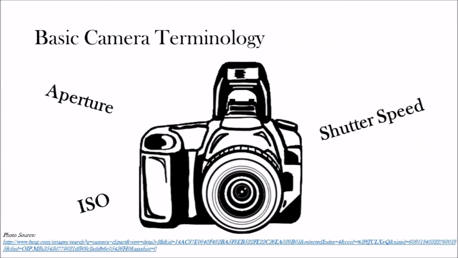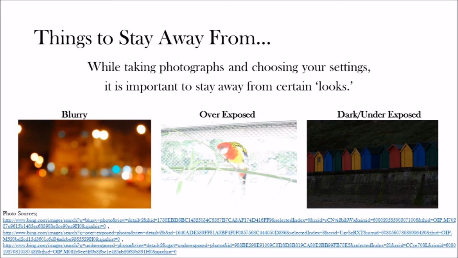First things first, you'll need a DSLR camera and know some basic camera terminology. Before we begin going over the steps of how to organize your settings, there are a few things we want to try and stay away from. We are hoping to stay away from blurry photos, overexposed photos, and dark and underexposed photos. While taking photographs and choosing your settings, it is important to stay away from these certain looks.